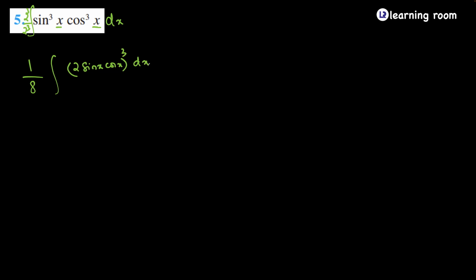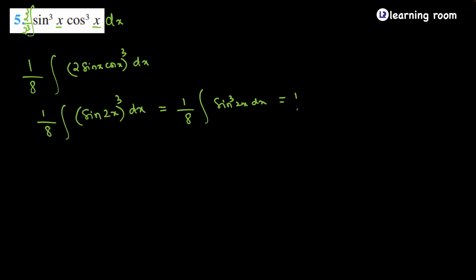Make sense? Right? So this will be 1 by 8 times integral of 2 sin x cos x, which is equal to sin 2x the whole cube times dx. So this will be equal to 1 by 8 times integral of sin cube 2x dx. So how can you write sin cube 2x as?